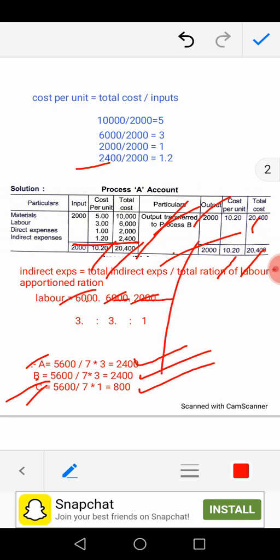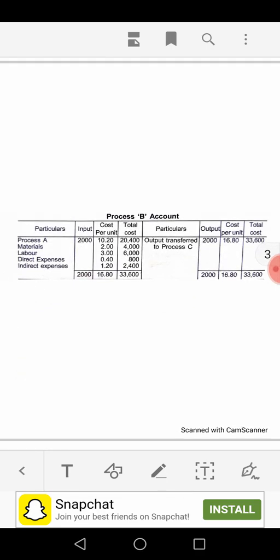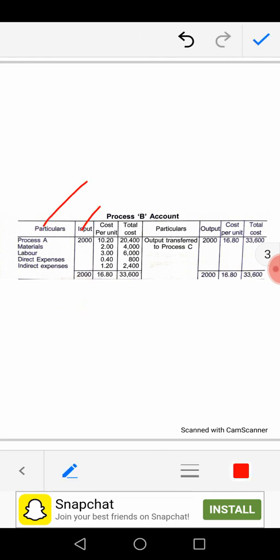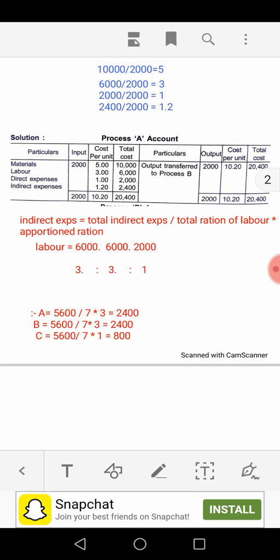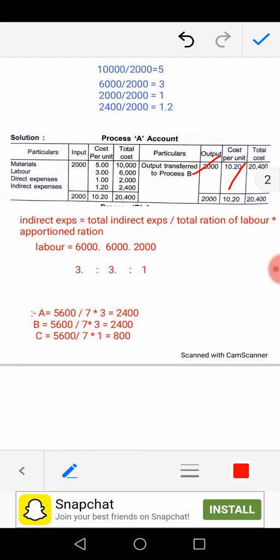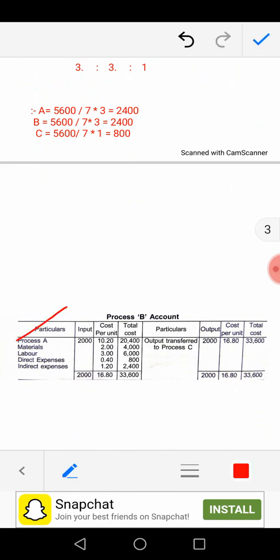Next you have to go to the process B account. Simple like that, you have the same columns: particulars, input, cost per unit, total cost, particulars, output, cost per unit, and total cost. What you transferred from process A to process B, that 2000, 10.2 and 20,400, is this credit side item. You have to take it in the process B account on the debit side.